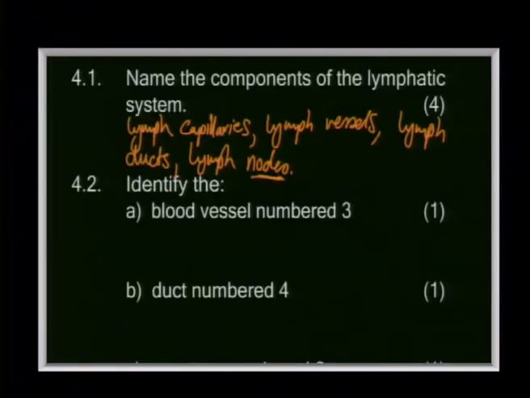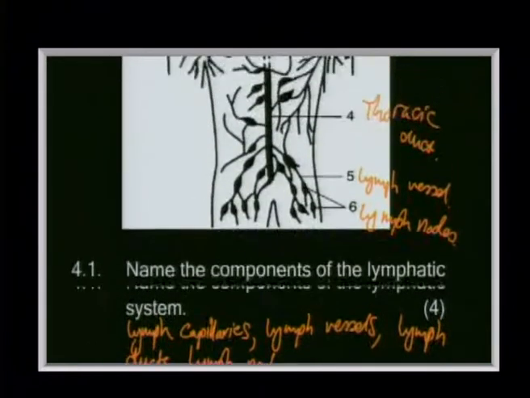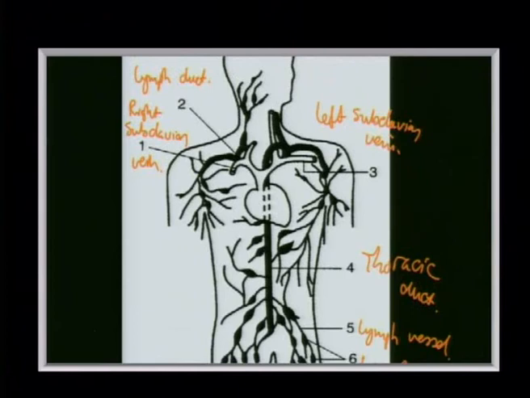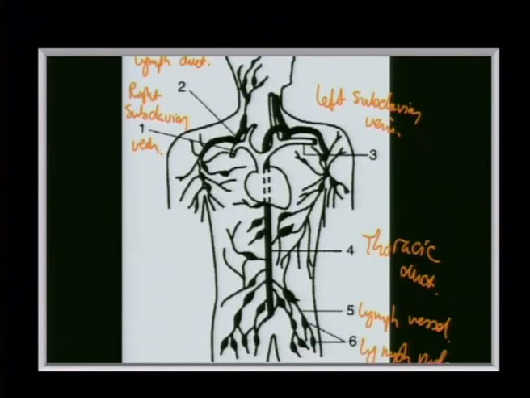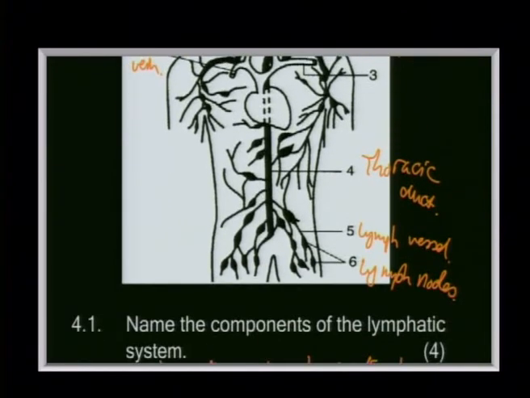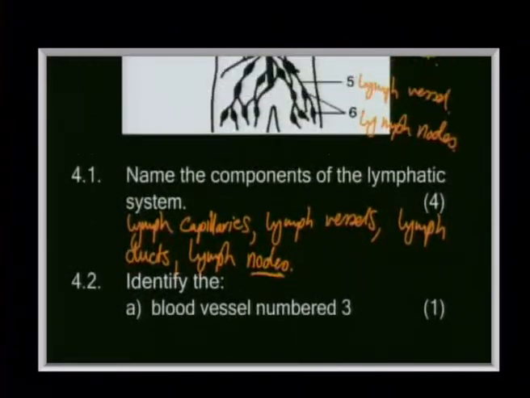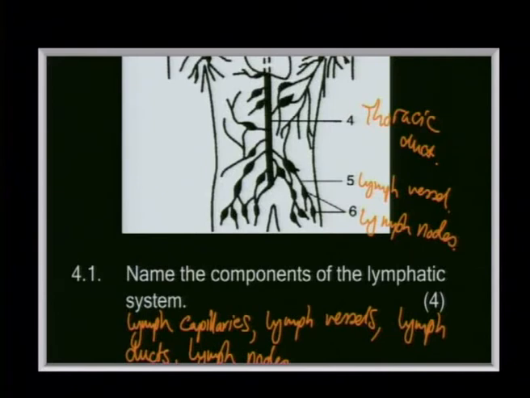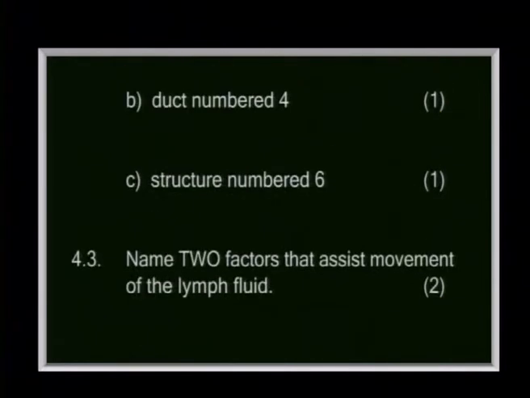Now, identify the blood vessel number 3, number 4, and number 6. So let's look at number 3. Is the left subclavian vein. Number 4 is the thoracic duct. And number, what was the last one? 6. And number 6 would be a lymph node. All right. It's pointing to 2, so it would be lymph nodes. You'd have to put plural. All right. Then name 2 factors that assist movement of the lymph fluid.